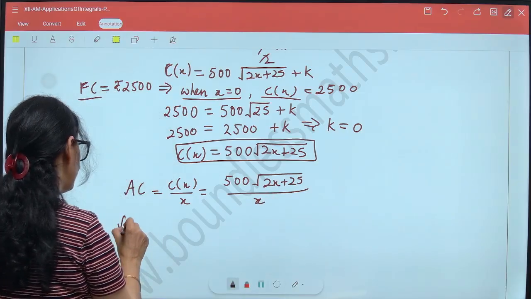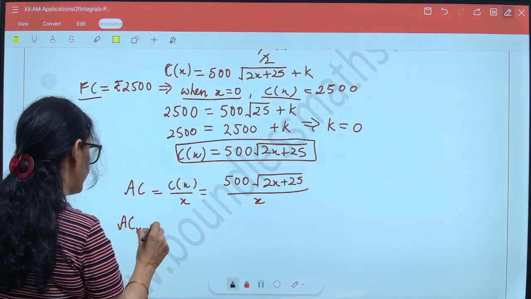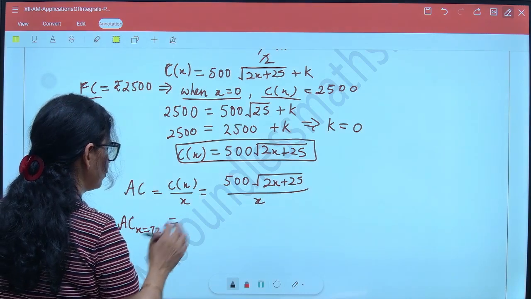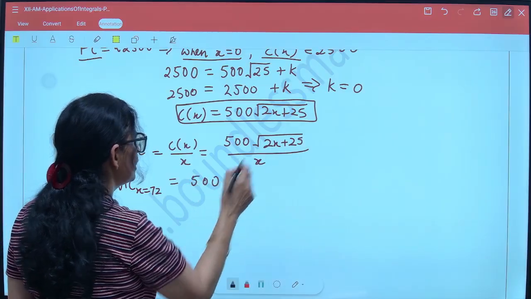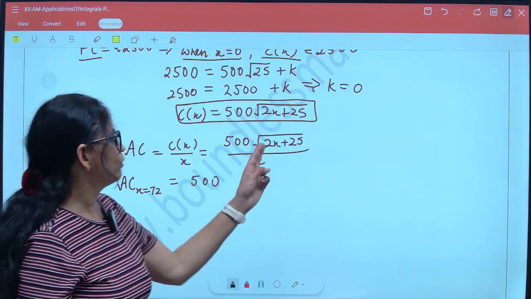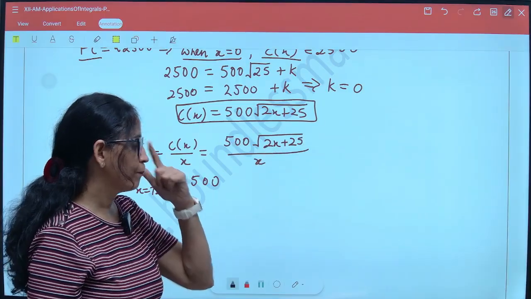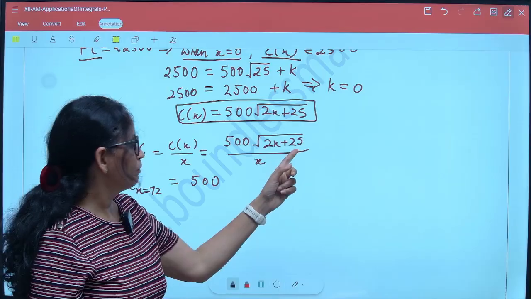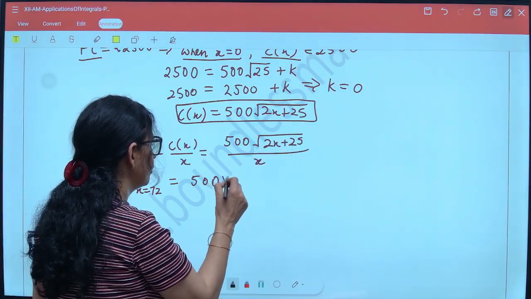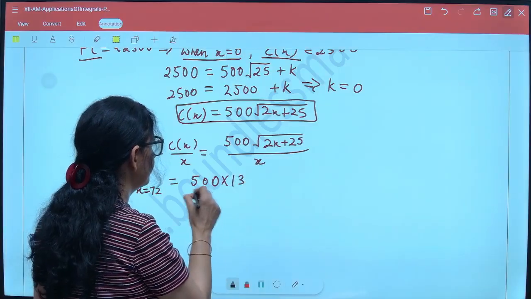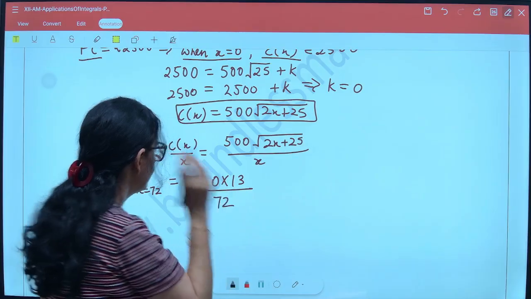And now I need to find this average cost when the quantity of production is 72. So let's just put the value 72 here. 500 square root of 72 into 2 is 144, 144 plus 25 is 169, and square root of 169 is 13. So this becomes 500 into 13 upon 72.